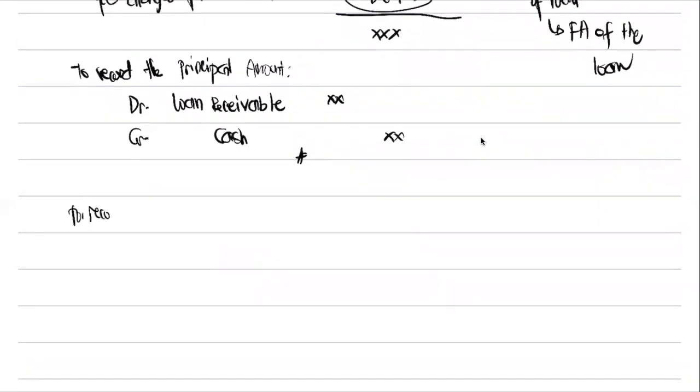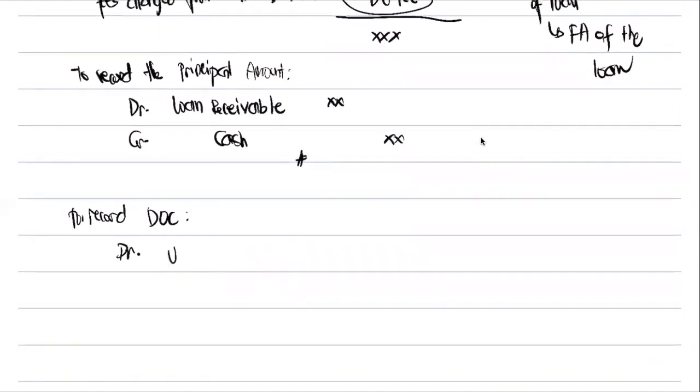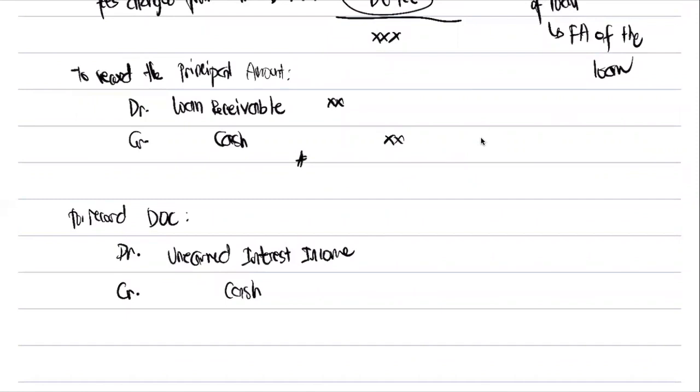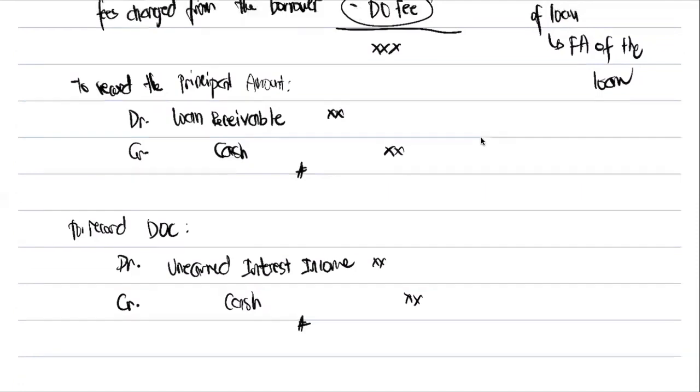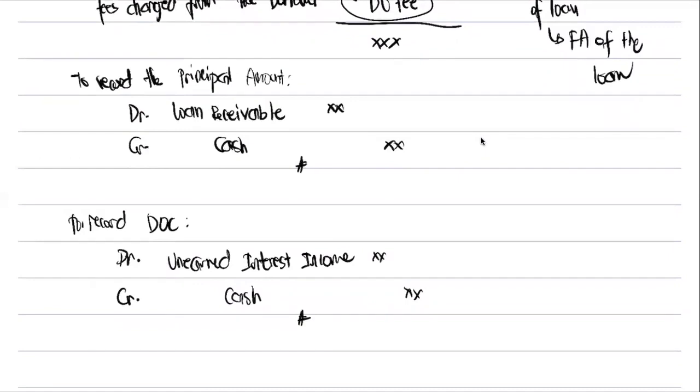Next, to record direct origination cost, we debit unearned interest income, credit cash. As you can see, whenever we record direct origination cost, it increases your loan receivable, because we add the direct origination cost. Therefore, unearned interest income, when debited, also increases the carrying amount of a receivable.